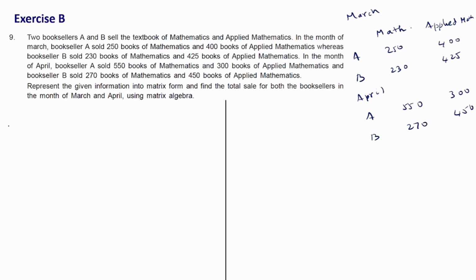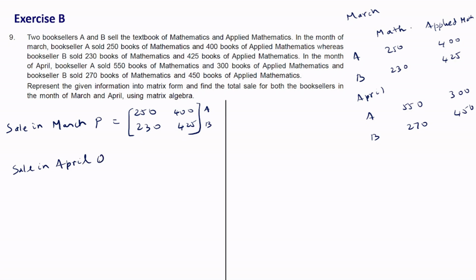So here let us take sale in March, the matrix P. Sale in March, P, equal to the matrix 250, 400, 230, 425. So this is with respect to A and this is with respect to B. And next we have sale in April. Let us take this as matrix Q. Matrix Q is 550, 300, 270, 450. So the first row corresponds to bookseller A and the second row to bookseller B.